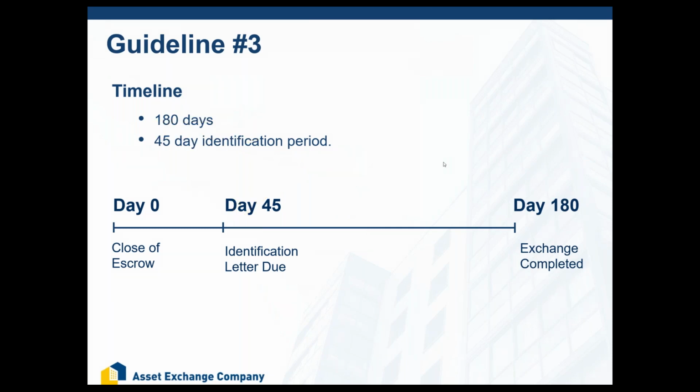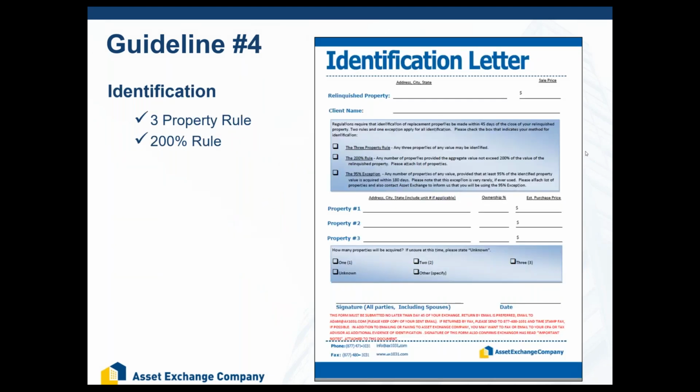Now, how do you identify? Real quick, you're going to fill out your identification letter. The identification must be done in writing. So you're going to fill out this letter here that we provide you. And when you do it, you're going to use either the 3 property or the 200% rule.